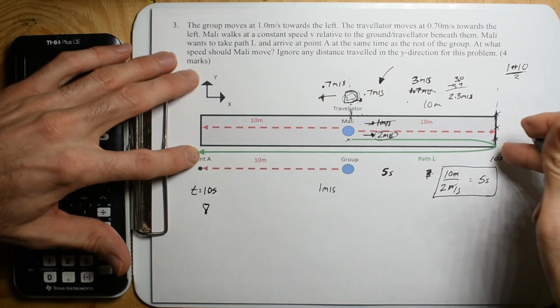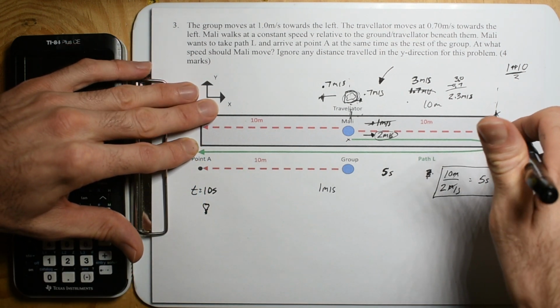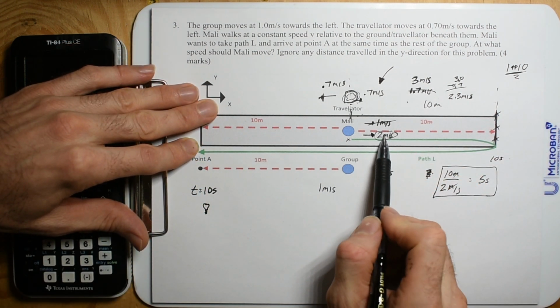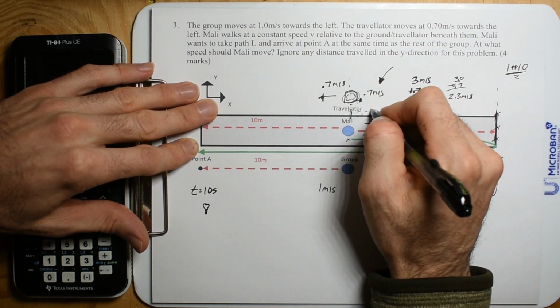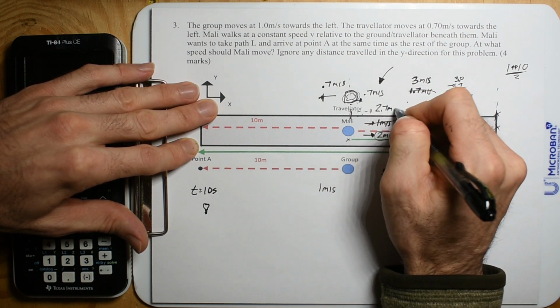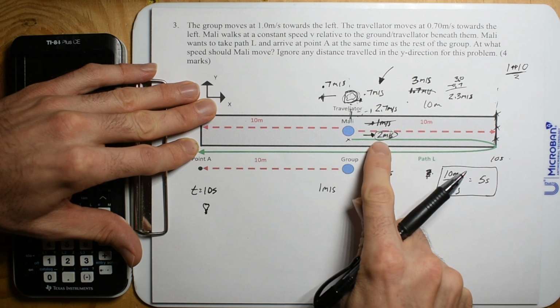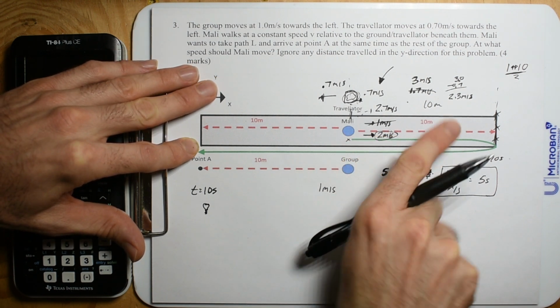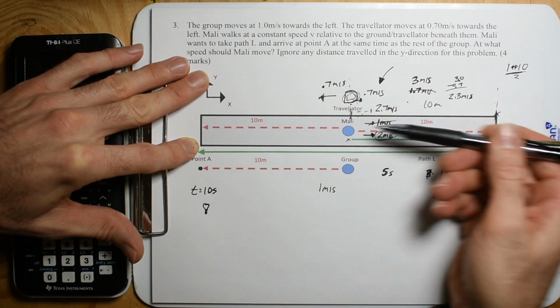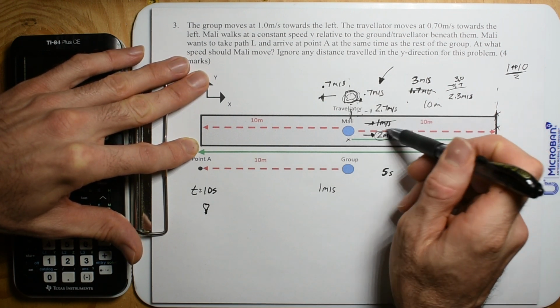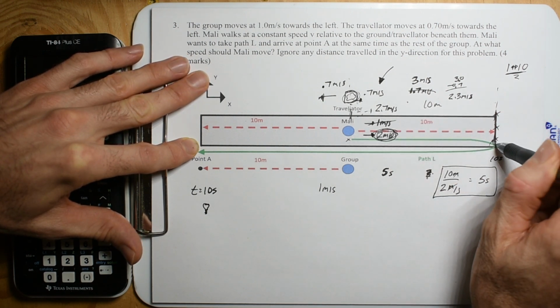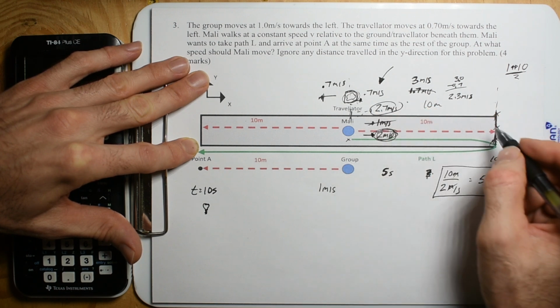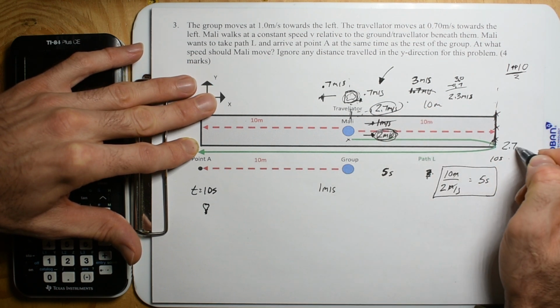We actually got here in 2 seconds. To have this speed of 2 meters per second, we had to walk at a speed of 2.7 meters per second. So if Malachi walks at 2.7 meters per second that way, the travelator is reducing his speed by 0.7, so that's where we got this 2. He gets here, and he's still walking at a speed of 2.7, so keep that in mind.